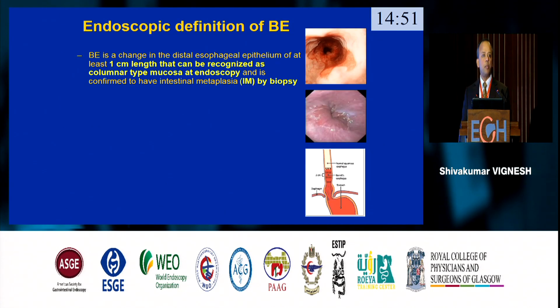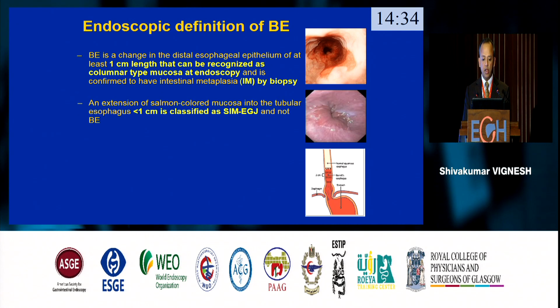So what is the endoscopic definition? Barrett's esophagus is a change in the distal esophageal epithelium of at least 1 centimeter that can be recognized as columnar type mucosa at endoscopy and is confirmed to have intestinal metaplasia on biopsy. So you need both the visual component and the biopsy component. An extension of the salmon-colored mucosa into the esophagus less than 1 centimeter is classified as specialized intestinal metaplasia.